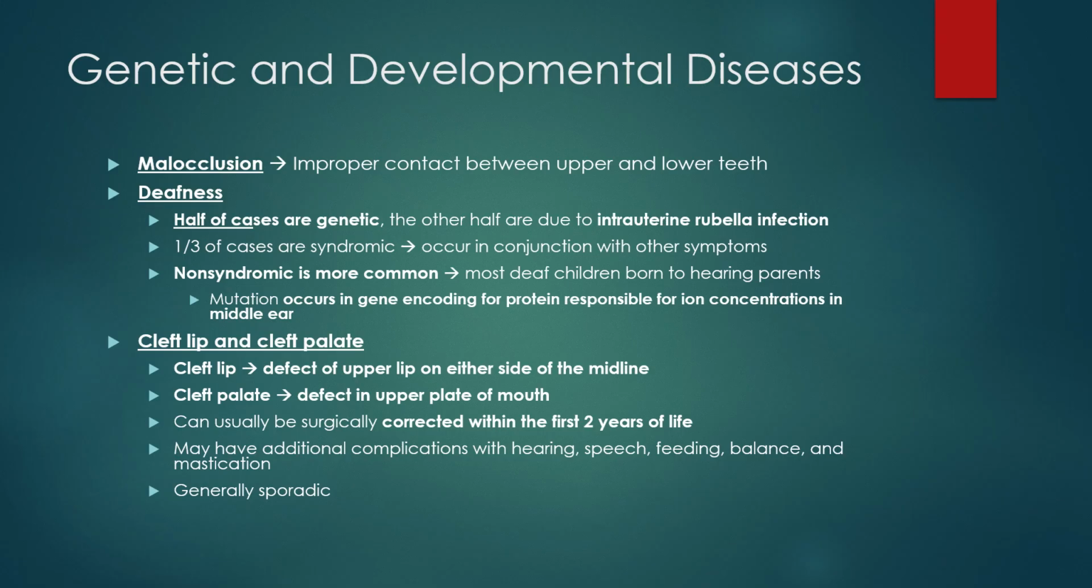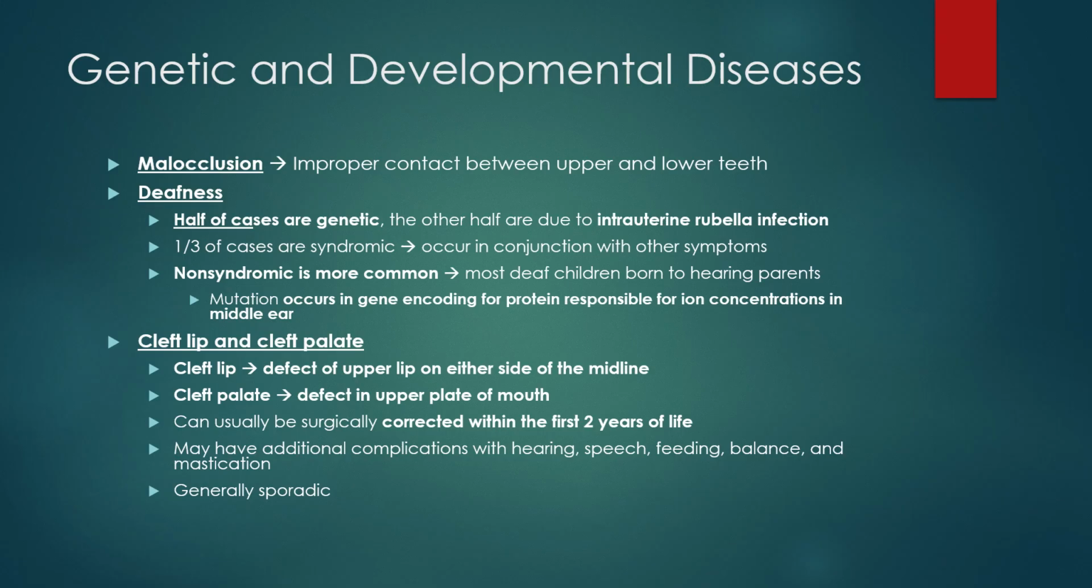So most cleft lip and palate cases are sporadic, meaning they occur without a clear inherited pattern. They often result from a combination of genetic susceptibility, environmental exposures, and timing during embryologic development, which makes prevention challenging and highlights the importance of early intervention.